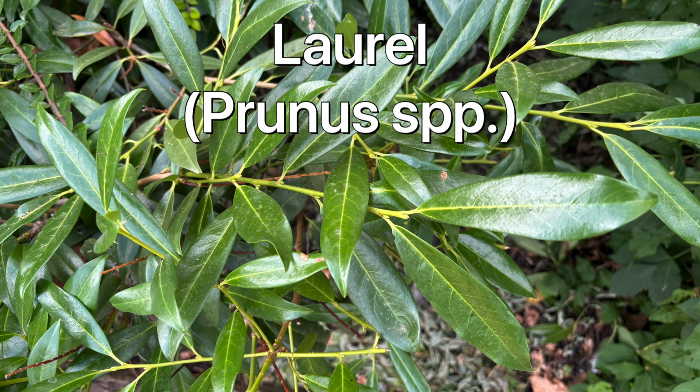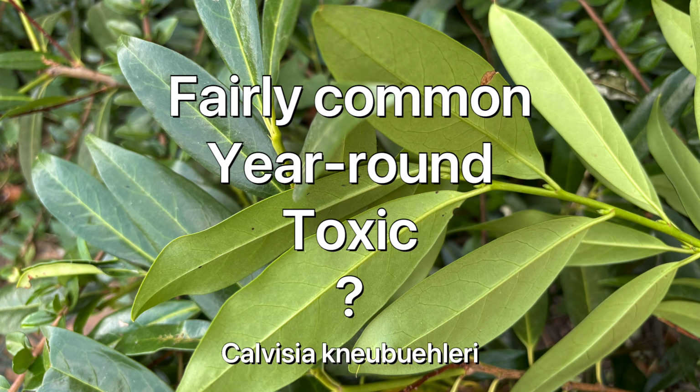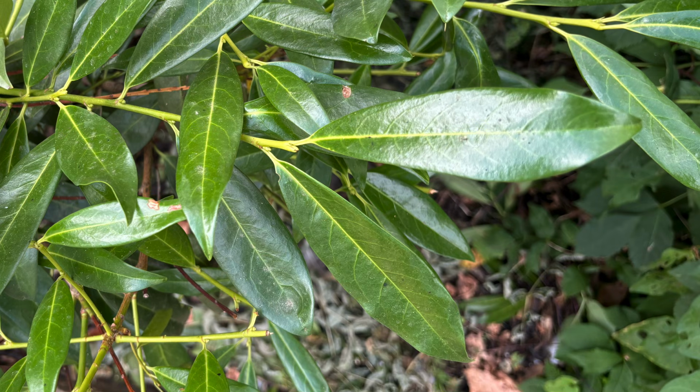Laurel is a fairly common hedging plant with leaves that can be found year-round. It is a toxic plant but is quite important for certain specialised phasmids. It has rigid, long, glossy leaves and will occasionally produce black berries.